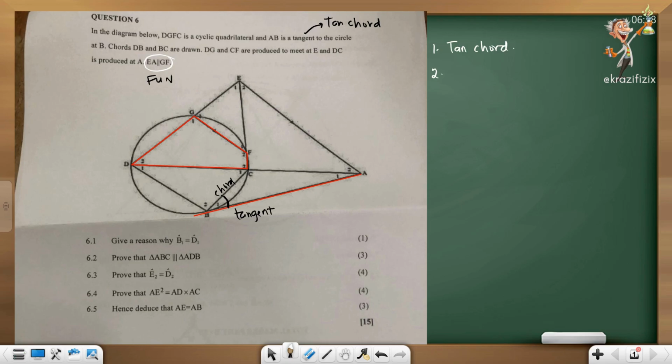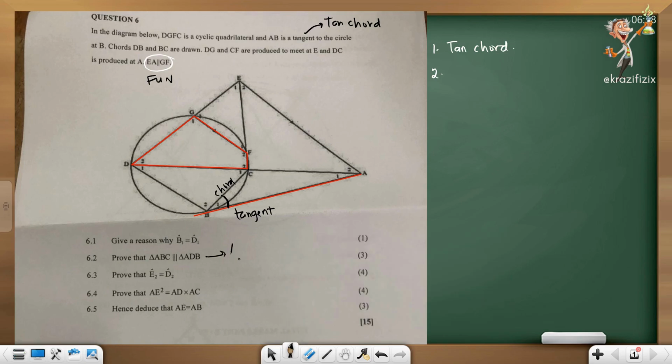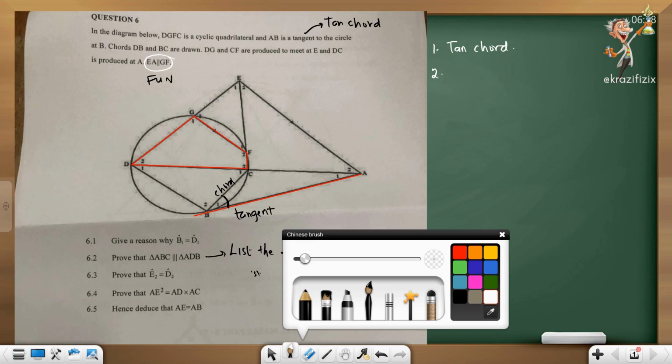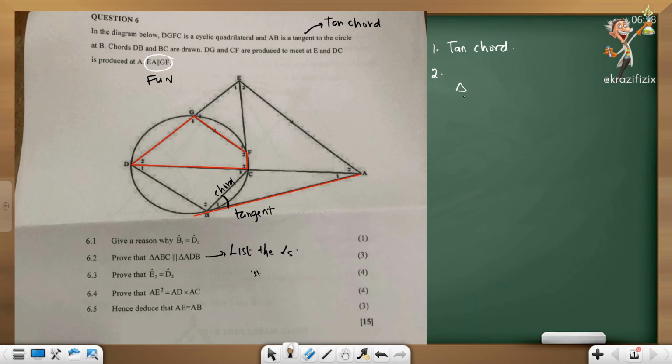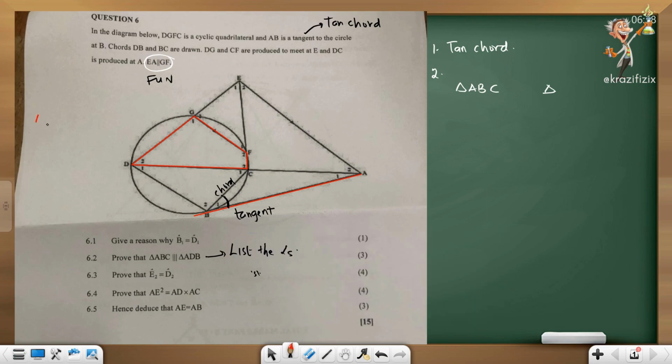Beautiful. Number two, prove that triangle ABC and ADB are similar. Here's the skill that I want you to learn. Every time they ask you to do this, list the angles out. It's going to make it very simple for you. All right, so if I look at triangle ABC, and triangle what? Let me do it here so that I can show you. I'm doing my rough work here now.